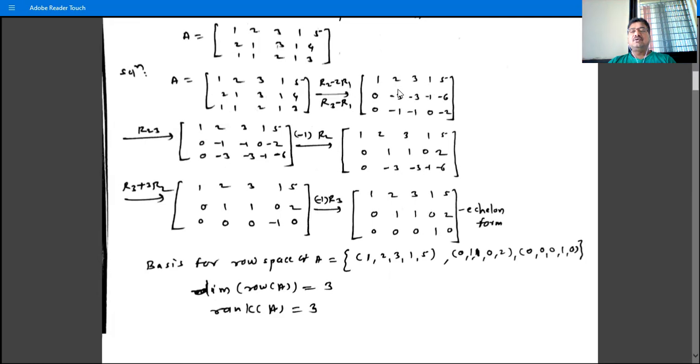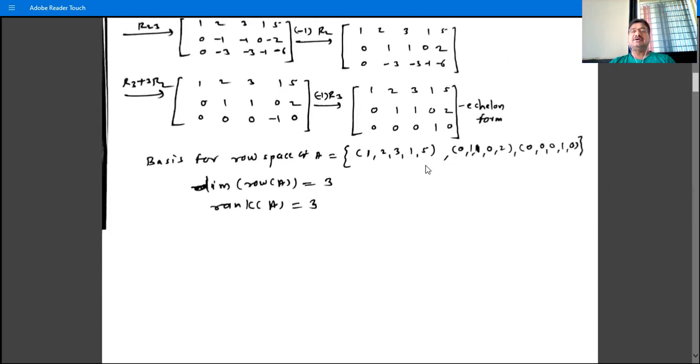Then, in order to reduce this minus 3 to 1, we can interchange the rows to avoid the fractional number. Instead, we can also apply the operation minus 1 by 3 R2, but then we have a fractional number at this place. So to avoid the fraction, we interchange the rows R2 and R3 and then multiply the second row by minus 1. We have 1 at this place without fractional numbers.